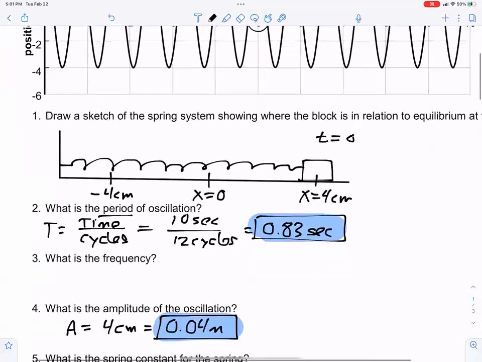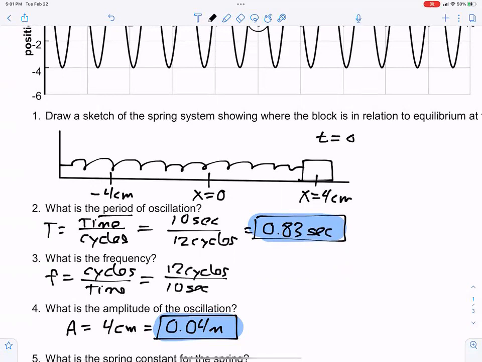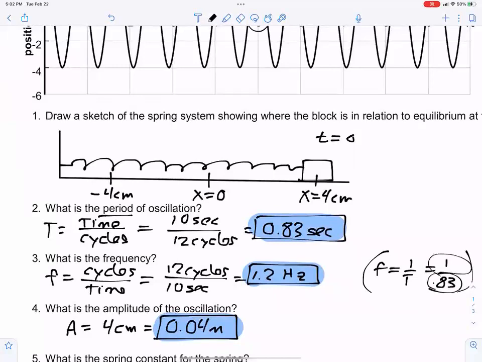Okay, now to get the frequency can be done one of 2 ways. We can take the total number of cycles and divide it by time. So you could just flip this and go 12 cycles over 10 seconds, which is 1.2 cycles per second, or 1.2 hertz is a more appropriate unit of frequency. Now, you could have also gotten this by taking frequency is equal to 1 over the period and just simply take the inverse of 0.83. 0.83 inverse, well, that gives you about 1.2.